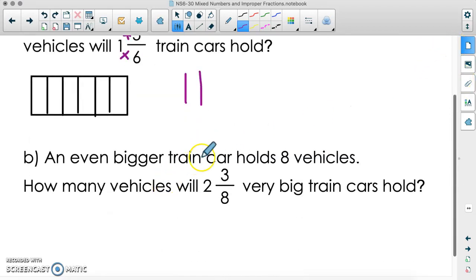For B, an even bigger train car holds 8 vehicles. How many vehicles will 2 and 3/8 very big train cars hold? Same thing. Let's do 8 times 2, which is 16, and then add on the 3. So it would hold a total of 19 vehicles.